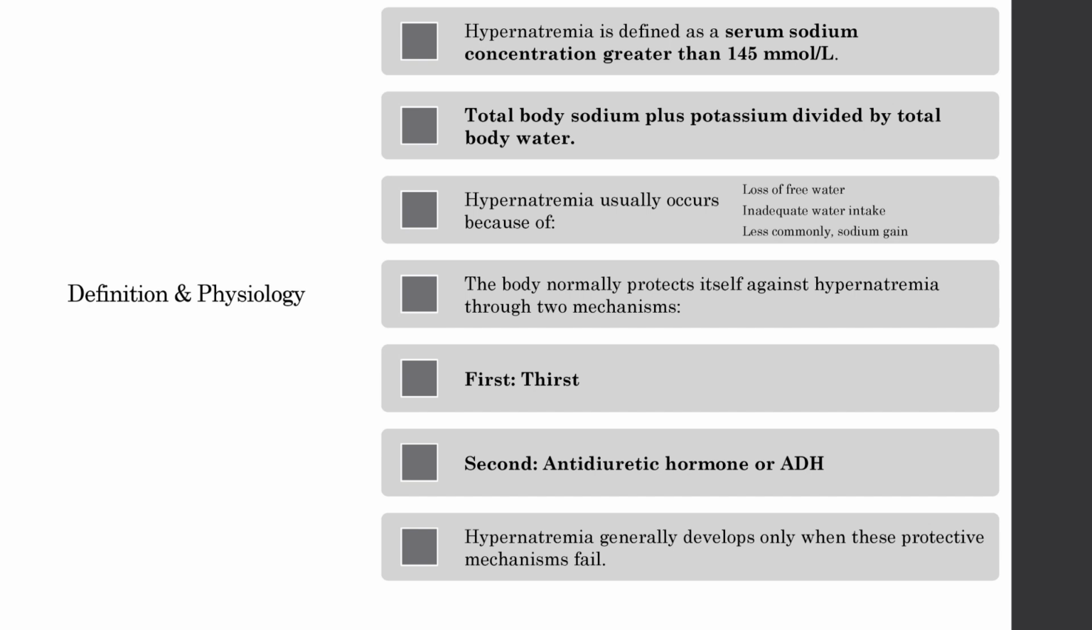The body normally protects itself against hypernatremia through two mechanisms. First is thirst. An increase in plasma osmolality stimulates thirst, increasing water intake. Second, antidiuretic hormone or ADH. ADH promotes water reabsorption in the kidneys, reducing water loss. Hypernatremia generally develops only when these protective mechanisms fail.